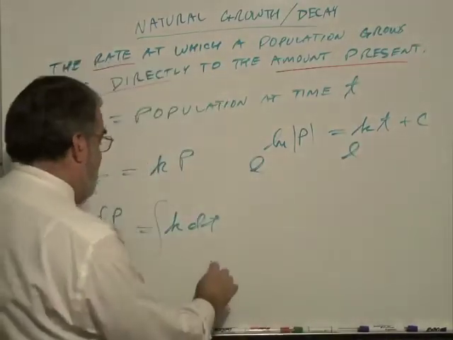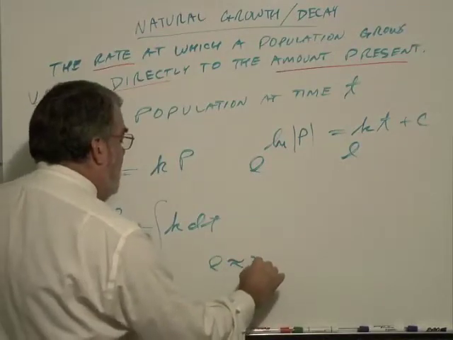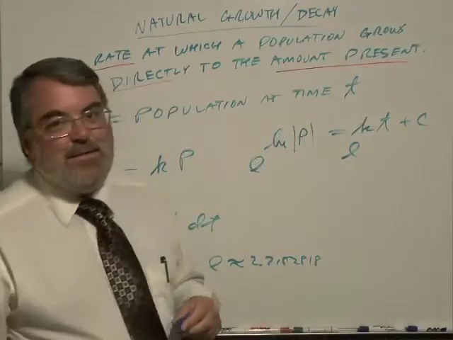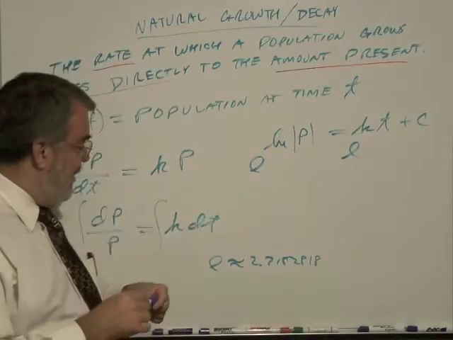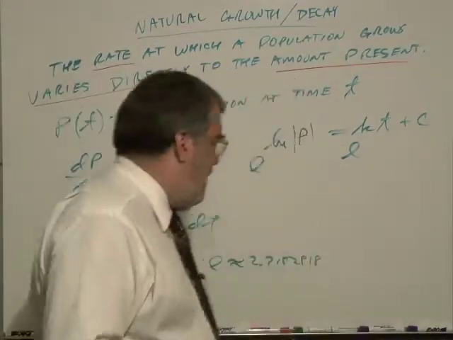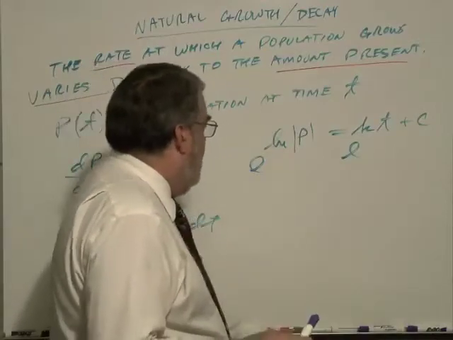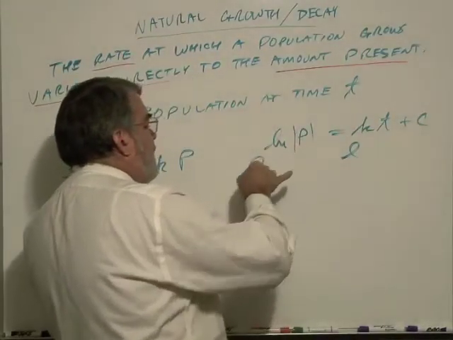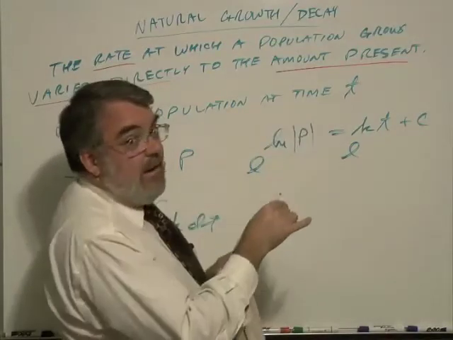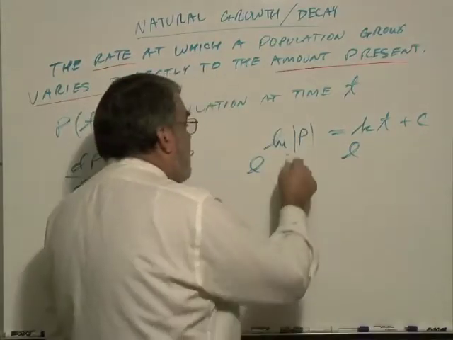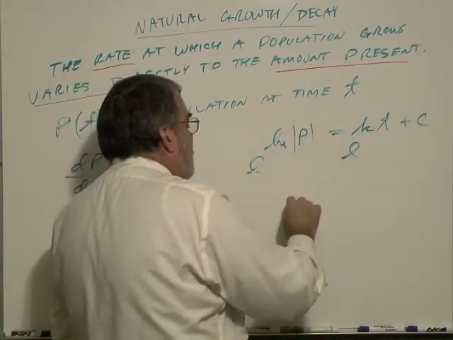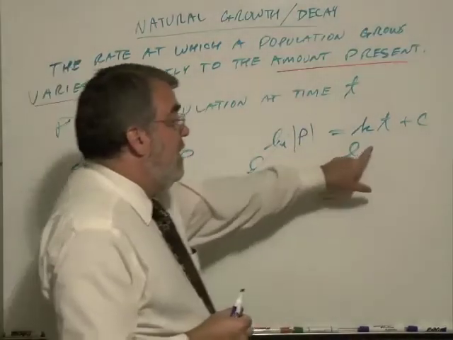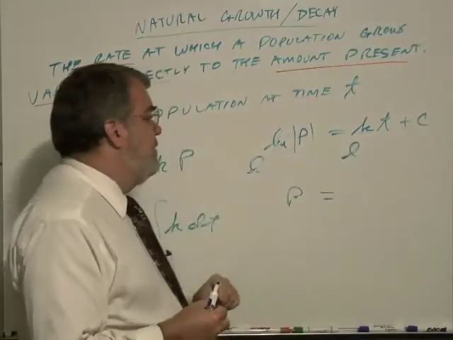Remember, e is approximately 2.7182818. You have an e to the x button on your calculator. So I'm pretty confident you've seen e before somewhere. E to the natural log of p will cancel the e in the natural log. It actually cancels the absolute value too. So this literally just gives me the function p is equal to e to the kt plus c.